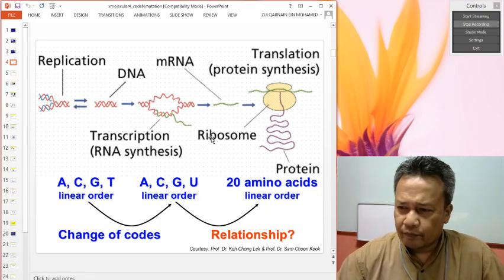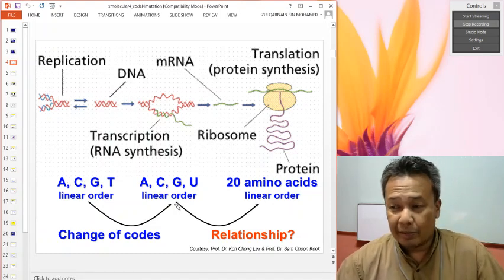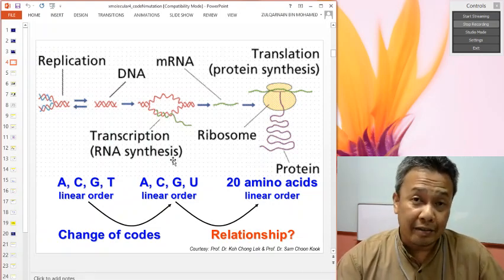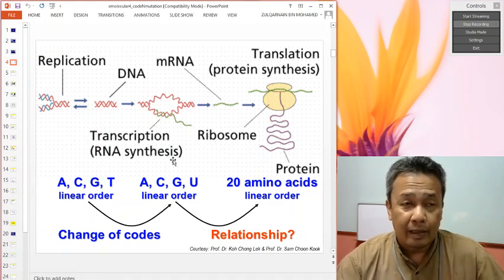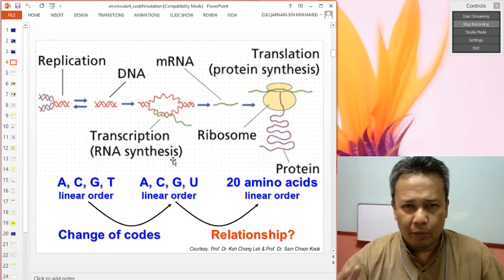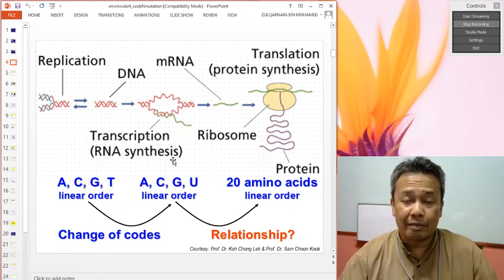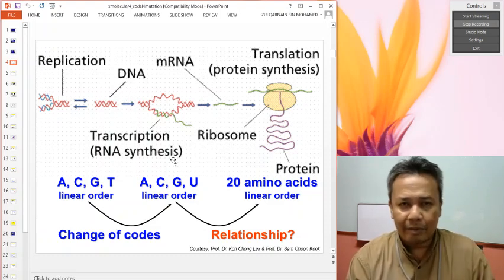This is the slide that talks about collinearity. You have a linear order from ACGT that will determine ACGU, and this relationship was first shown by Archibald Garrod, a biochemist who showed that mutations in enzymes cause diseases. So that was the first one, but never mind about that, don't worry. But the important thing for you to remember in this case is this is what the central dogma is about. I mean, the flow of information goes from DNA to mRNA, and then from mRNA to proteins.